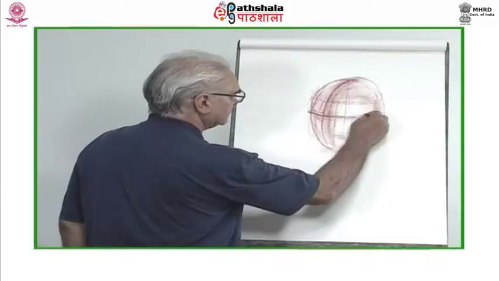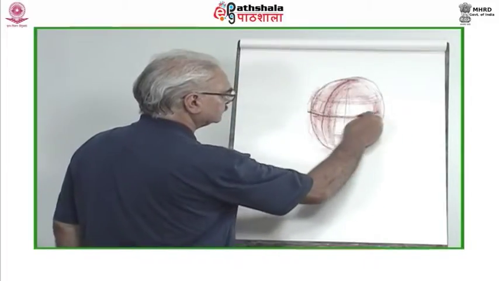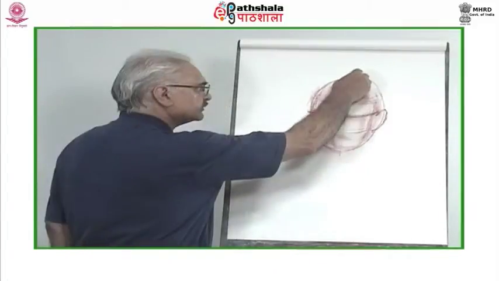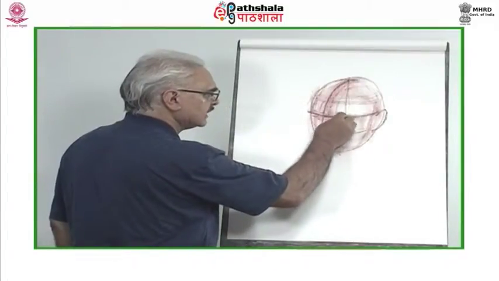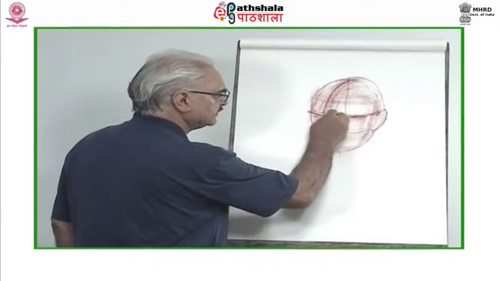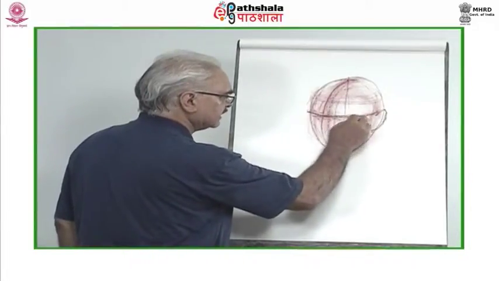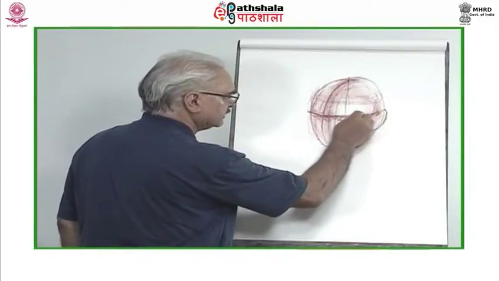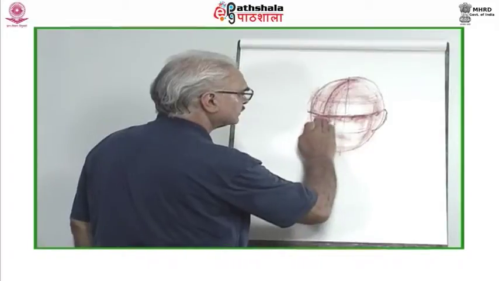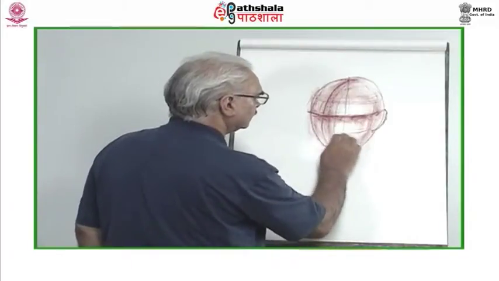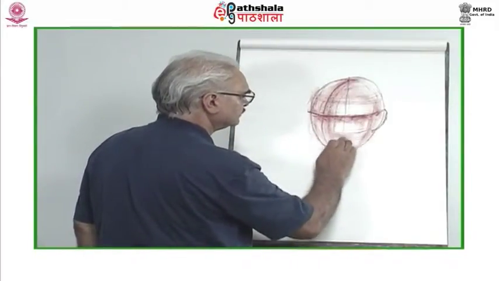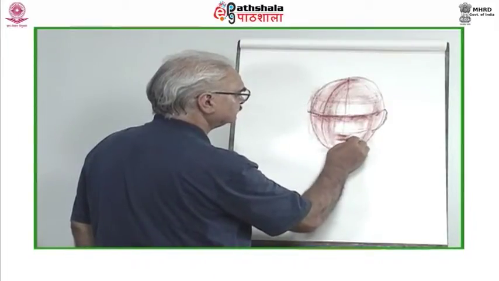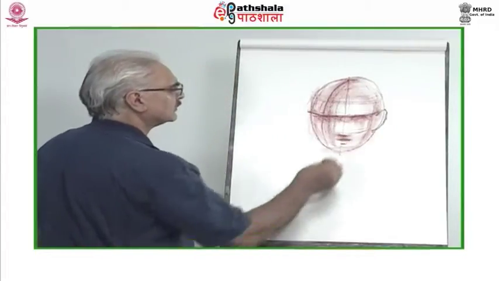I will draw the ear starting from the tip of the line for the eyes. The eyes, nose and lips are placed accordingly. Now you see the frontal position of the face.